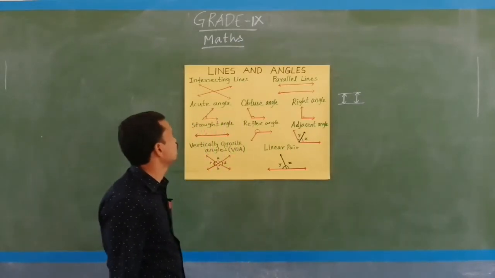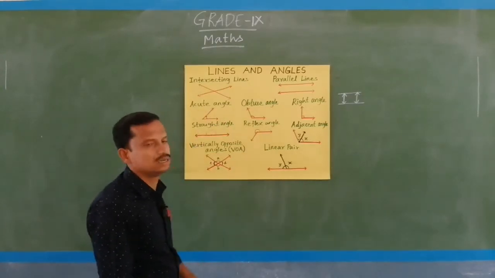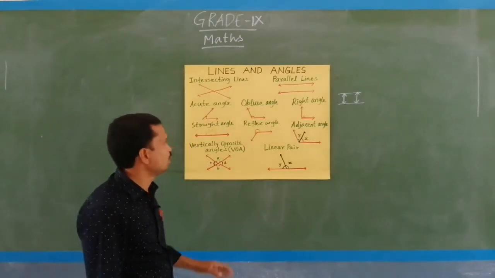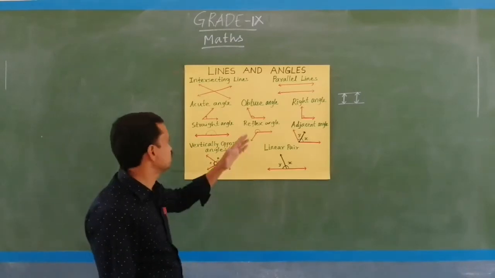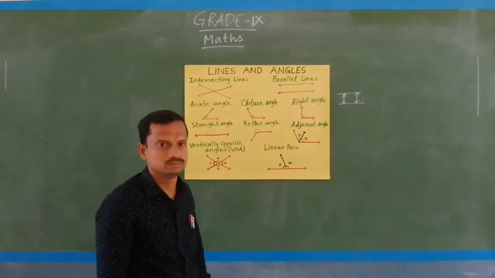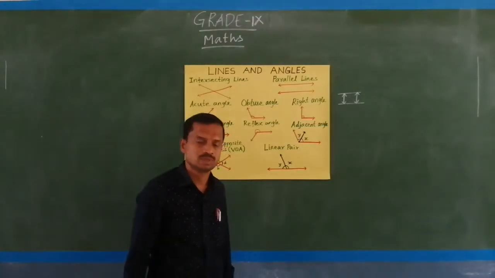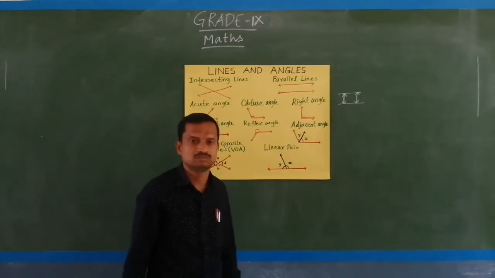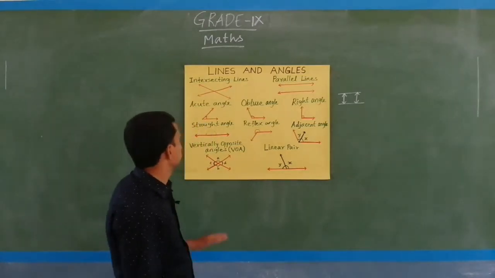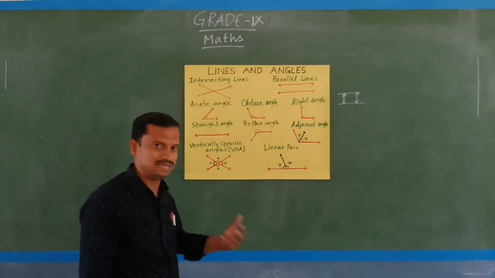And then coming to angles: acute angle, obtuse angle, right angle, straight angle, reflex angle. These are the angles you already studied in the previous classes, 6th, 7th, 8th, but we just recall them and then get into the 9th syllabus.